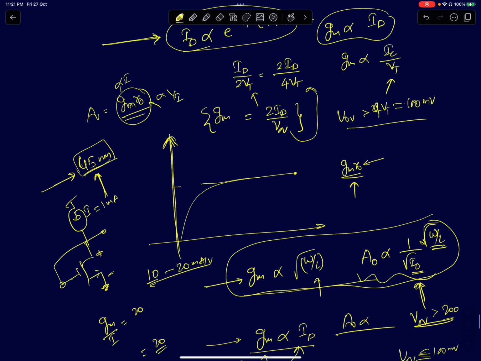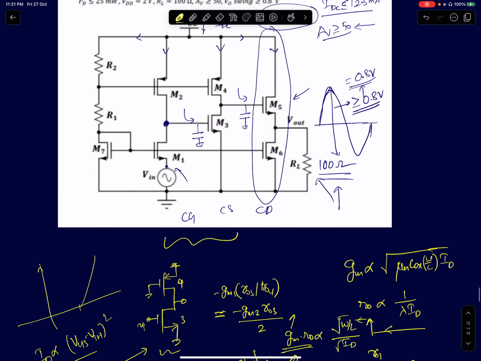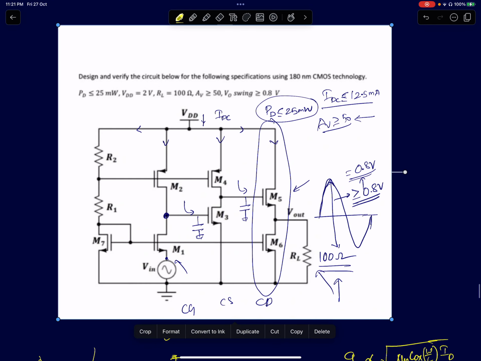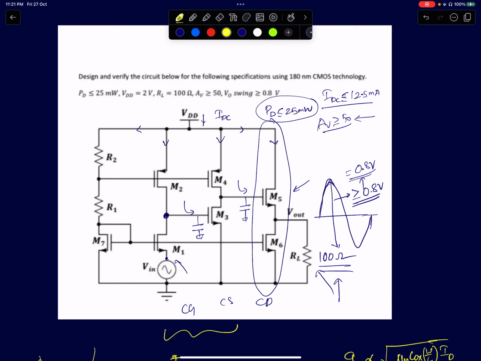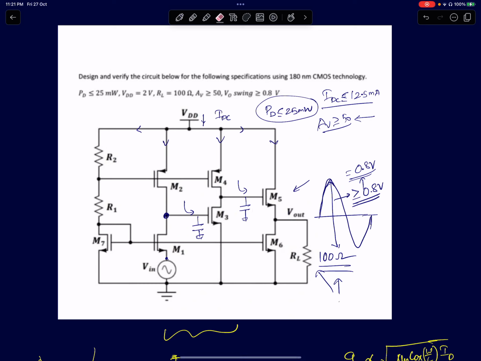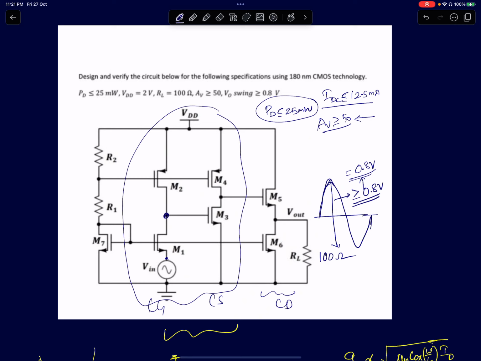Now we'll come back to the common gate and common source amplifiers. The design problem here is that we have to meet a gain of 50. We need to achieve a gain of 50. We just saw that of the three stages, common gate, common source, and common drain, these two stages give you nearly the same gain. If you ensure they both are carrying the same currents, you will more or less get the same gains.